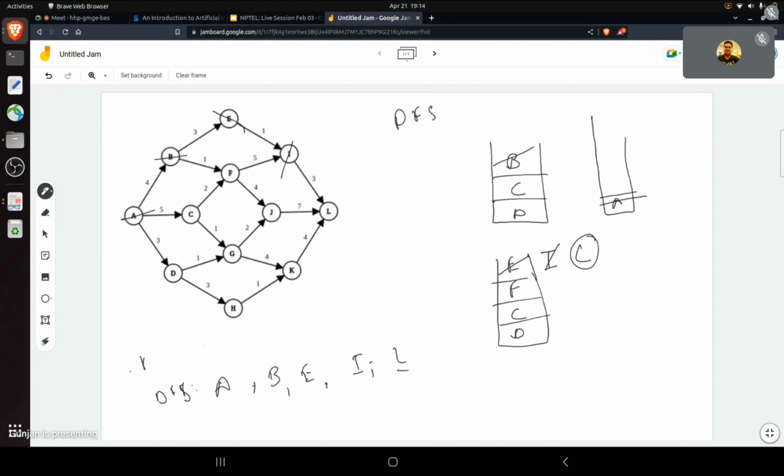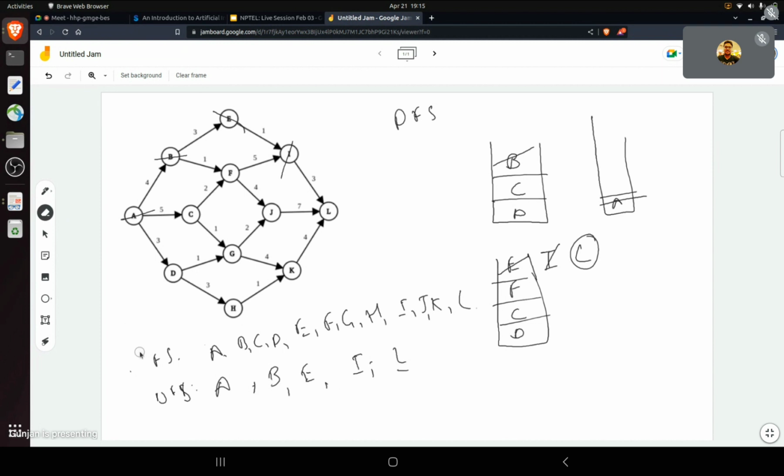And for BFS, we have A, then we will do B C D, then we will do E F G and H, then we will do I J and K, and then finally we will do L. This will be the order of exploration, right? Okay. Now this is clear. Order of traversal is clear.